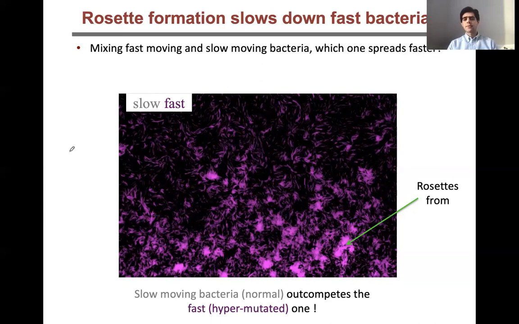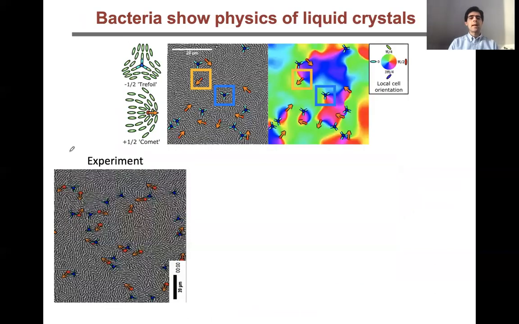To understand why these rosettes form, we look more carefully at the colonies. And the first thing that we notice is that when we look at the orientation field of these bacteria, they show behaviors very similar to nematic liquid crystals. And they show these 2 types of nematic topological defects, the plus half that has this comet shape and the minus half that has a trefoil shape. And I'm sure that you have learned about this in the active nematics lecture, so I will not go into more details of what these defects are.